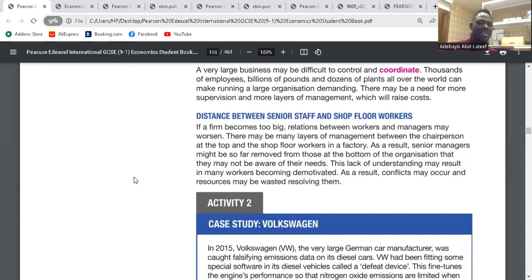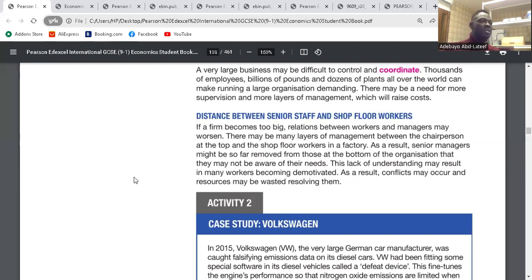Distance between senior staff and shop floor workers. Workers being remote to their managers. Before now, this is our office, this is our company. We're just two, and we have our manager. Now the business suddenly becomes bigger. We are like 15. Our manager won't be here anymore, and we don't even see him or her anymore. So we are remote.